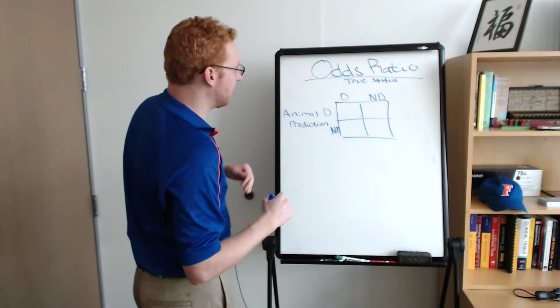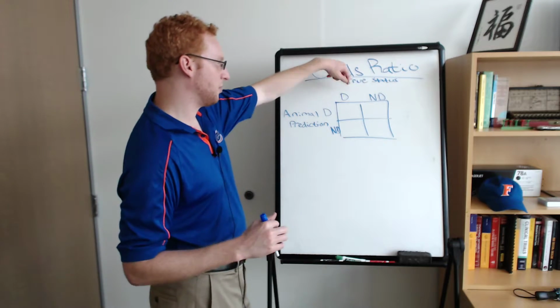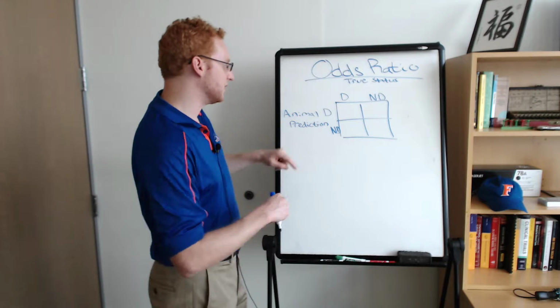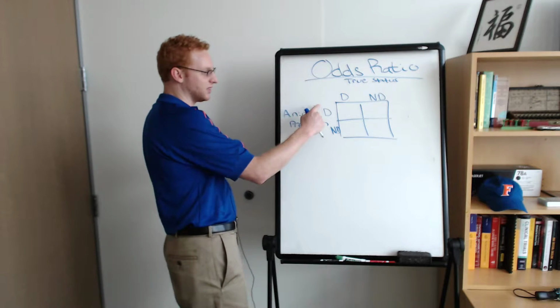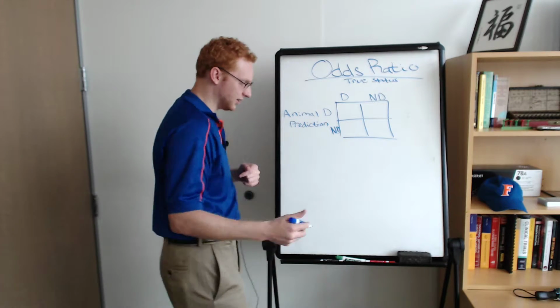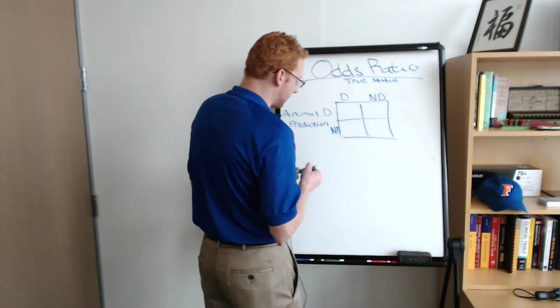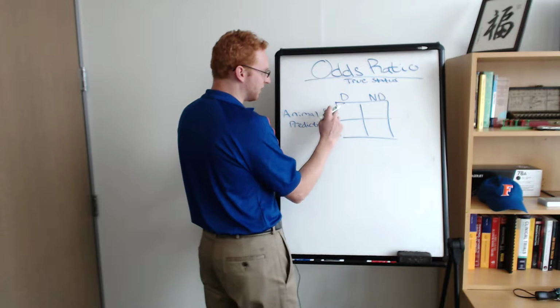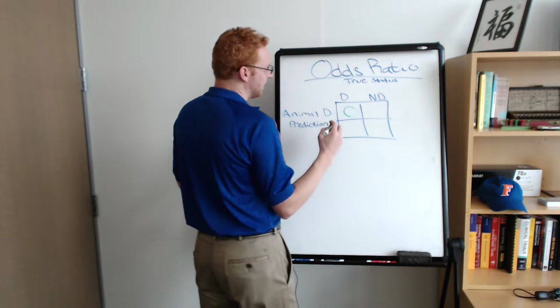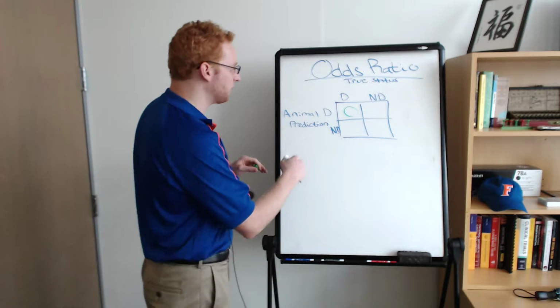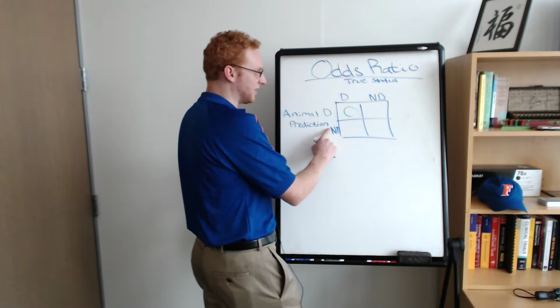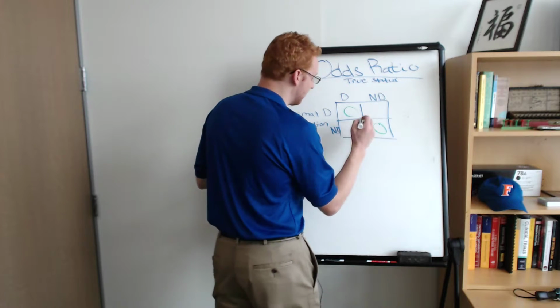So we have the true status of the plants. They're either diseased or they're not diseased. And we have the animal's prediction that it's either diseased or not diseased. So this cell, if the animal predicts it's diseased and it's actually diseased, that would be a correct prediction. If the animal predicts it's not diseased and it truly is not diseased, that's correct.